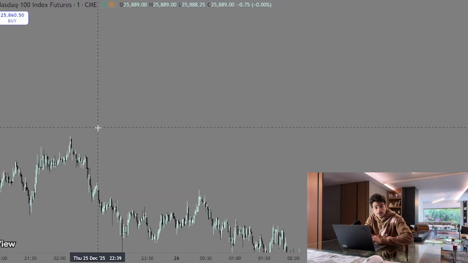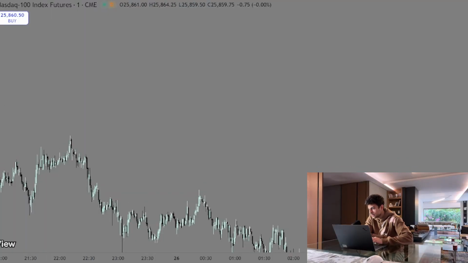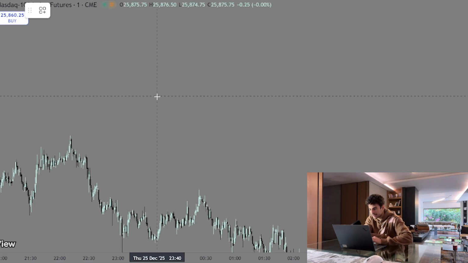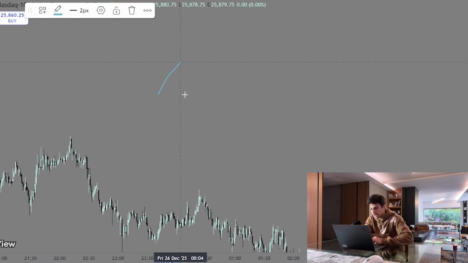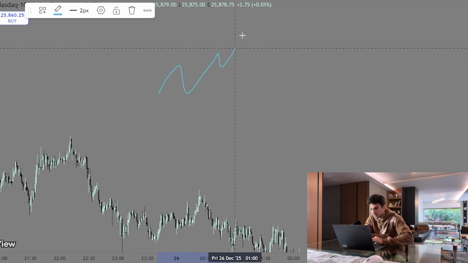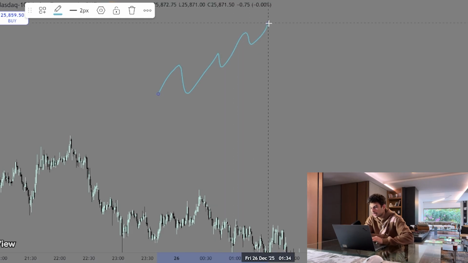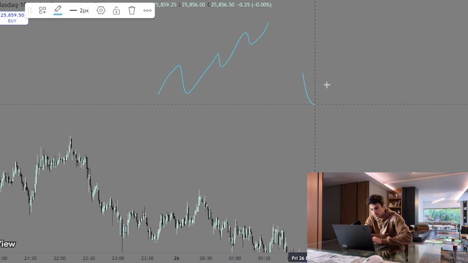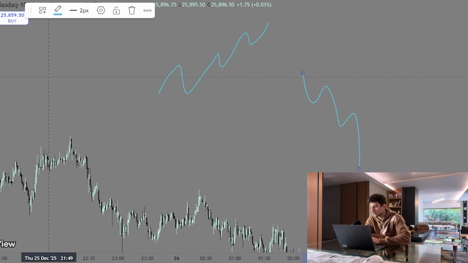So what is an equilibrium? Equilibrium is divided between the 50% zone as well as the premium and the discount. So let me just draw a bullish trend here. Got a bullish trend right now. And next to it, let's do a bearish trend. All right, perfect. Bearish trend, bullish trend.